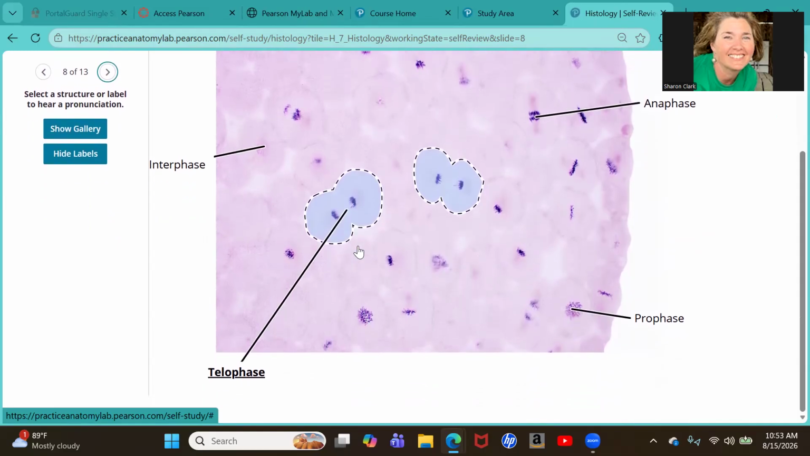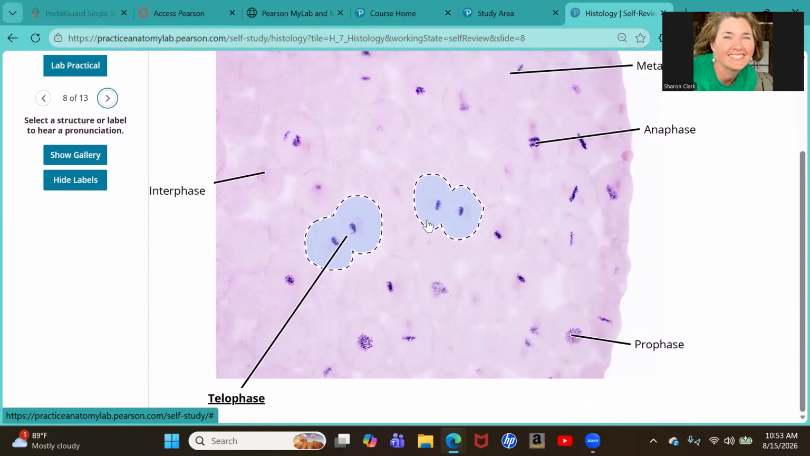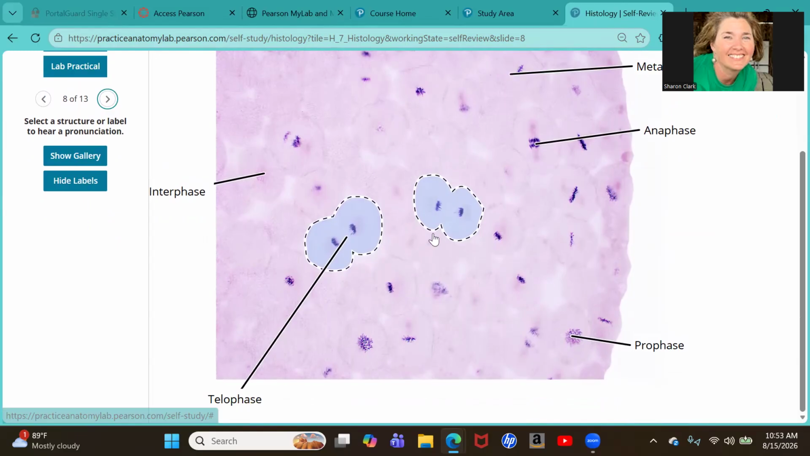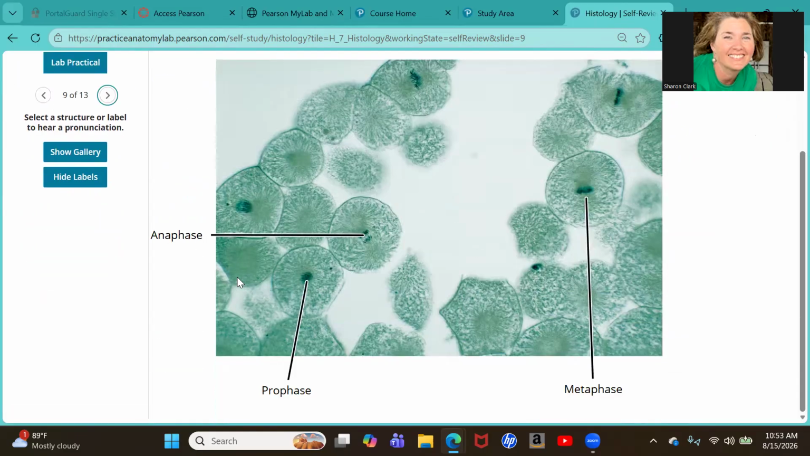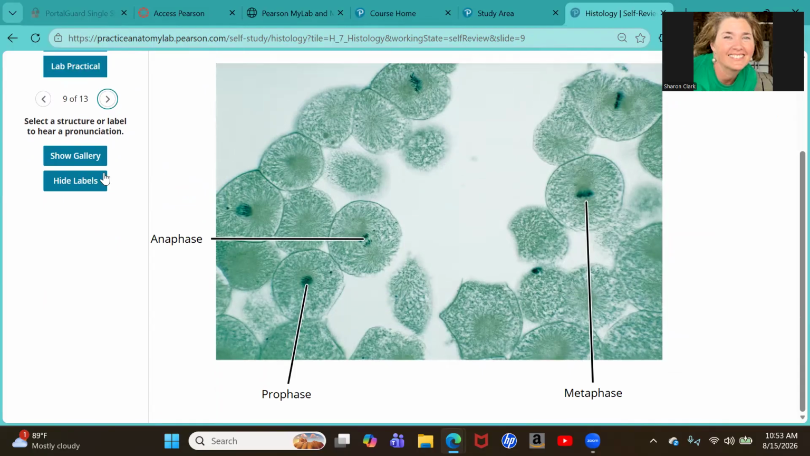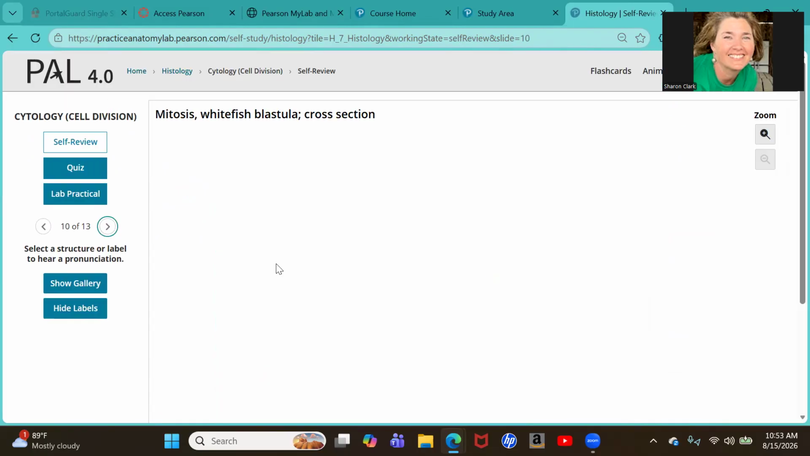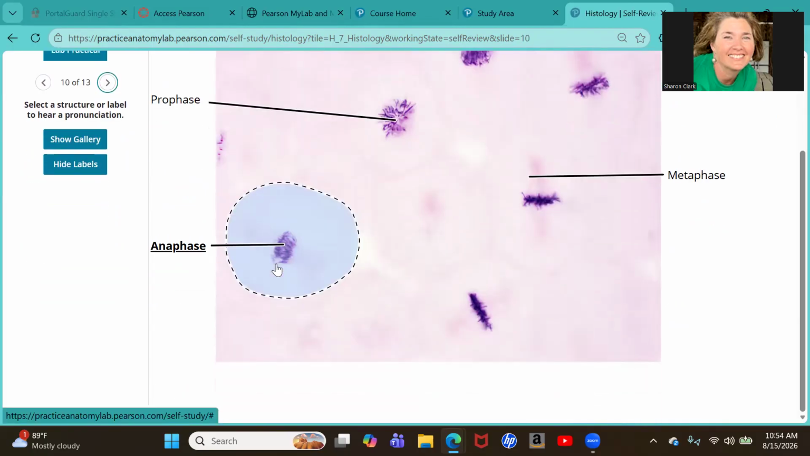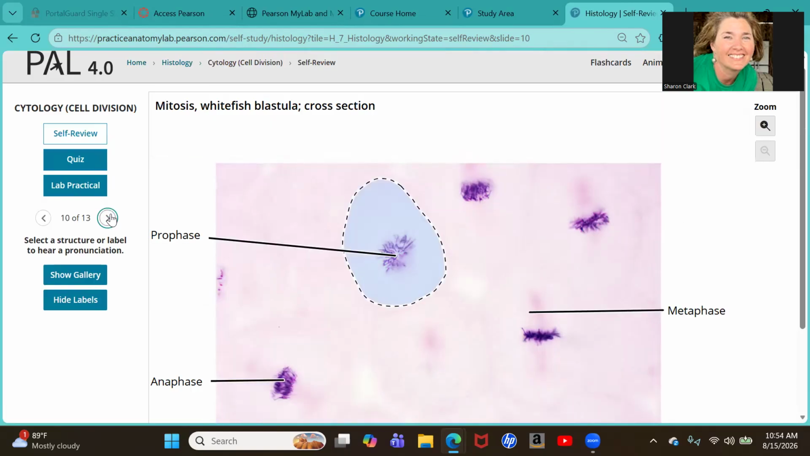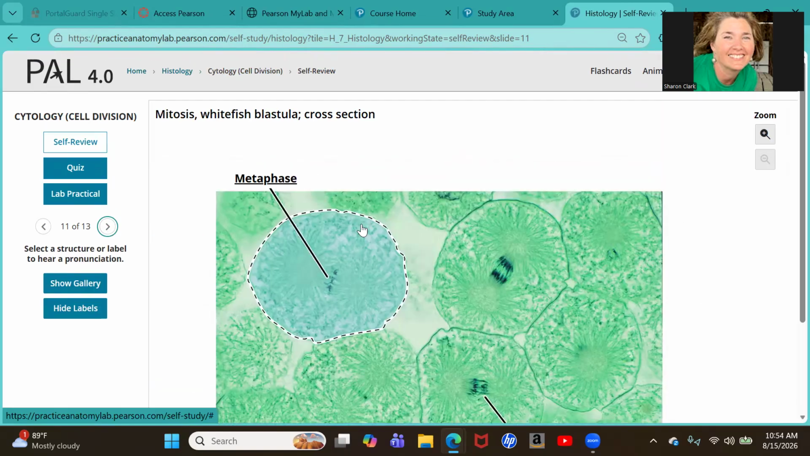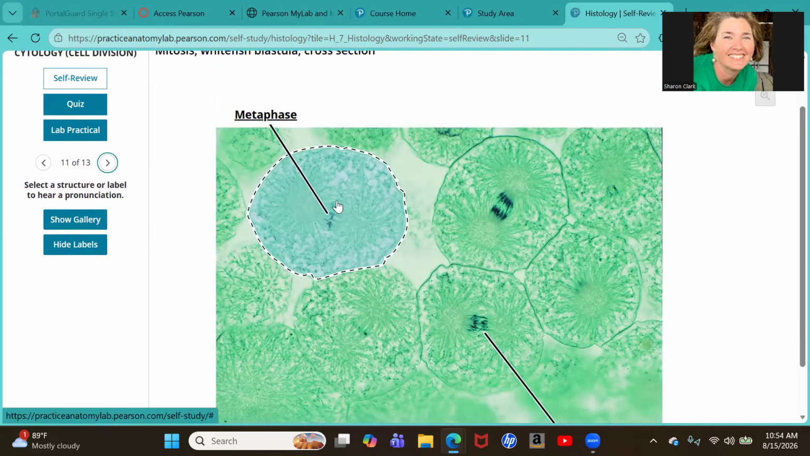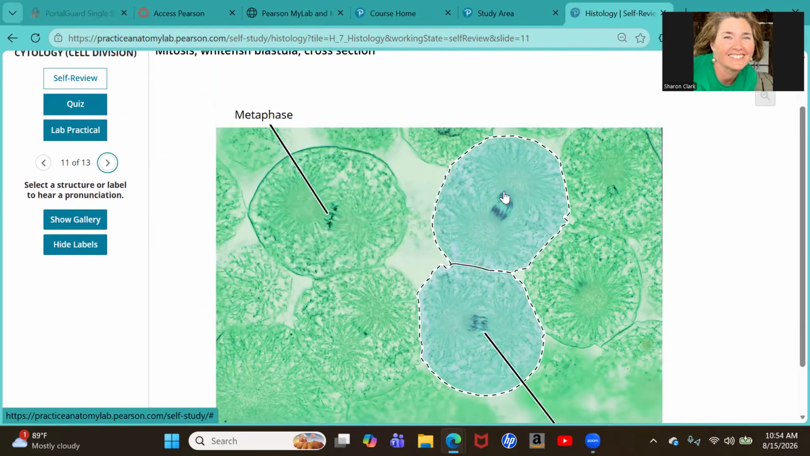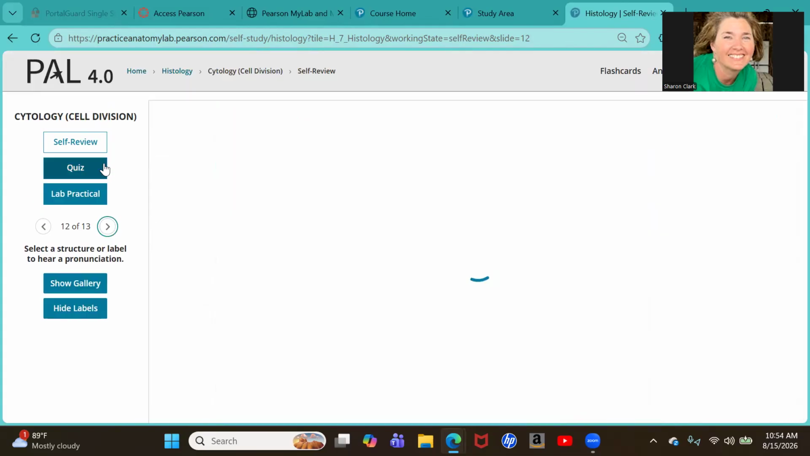Okay, in telophase here, you see this indentation here of the cells actually dividing. See if I can find a better example. No, no. Okay, yeah, you see the difference there. Metaphase, they're kind of in the middle. Anaphase, they're pulling apart.